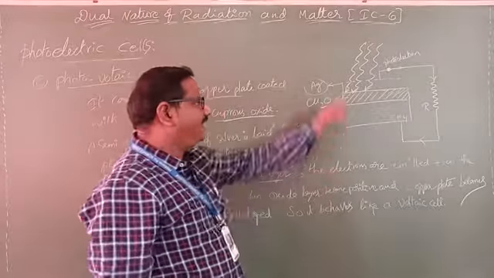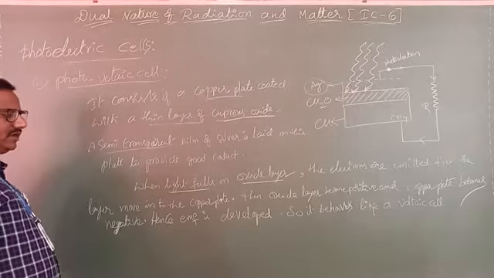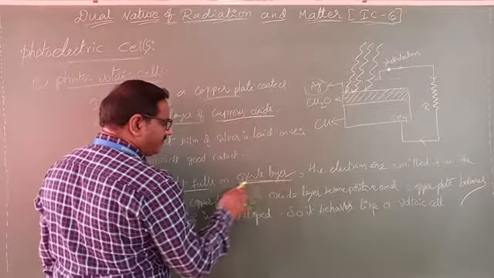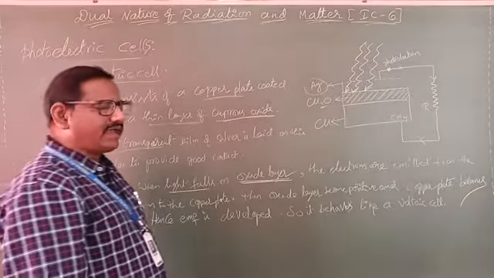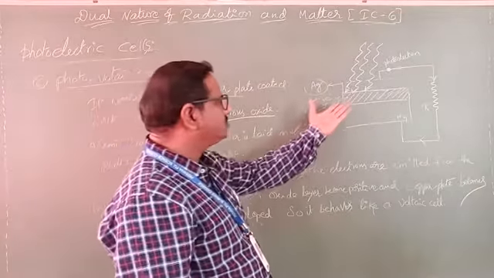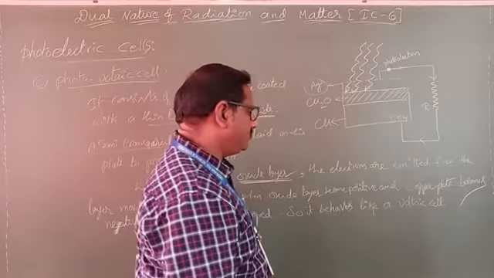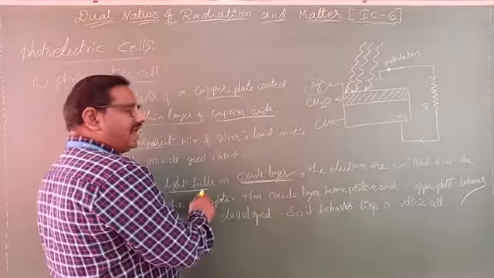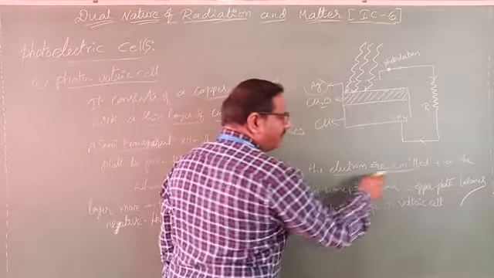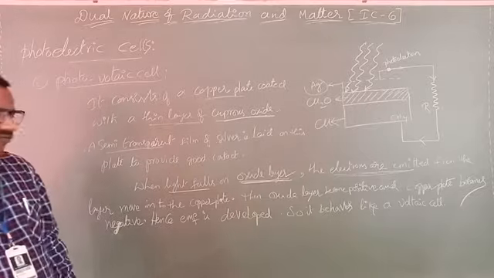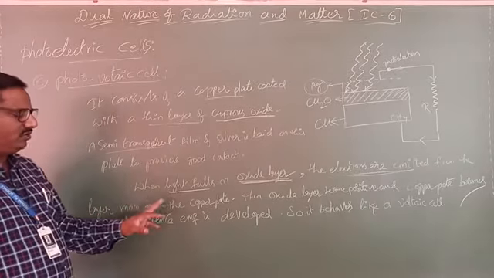Now, if light is incident upon that oxide layer, what can you observe? The electrons are emitted from that oxide layer. Do you understand? So when light falls on that oxide layer, the electrons are emitted from that layer and move into the copper plate.